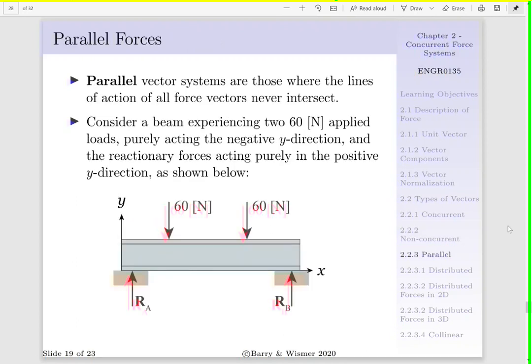Now, a parallel force system is where the lines of action of all force vectors never intersect. If we consider a beam that is loaded below, say we have a beam that is spanning a gap, and we have two 60 Newton applied loads that are acting in the negative y direction, we're going to have some reactionary forces existing on the left and right hand side of the beam to support it. Since our reactionary forces are existing in the positive y direction, and our applied loads are existing in the negative y direction, and neither of these forces have any x component, they'll never intersect. That is, the lines of action representing these forces are parallel.